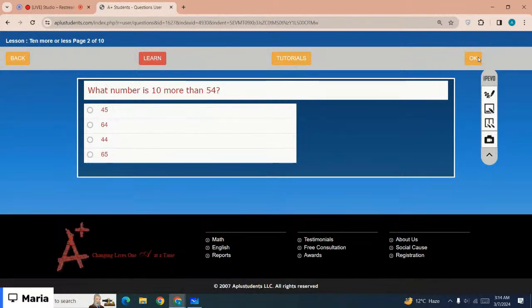Which number is 10 more than 54? Which is the correct option? The correct option is 10 more than 54 means you need to add 10 to 54, right? So 54 plus 10 makes 64. The correct option is 64.